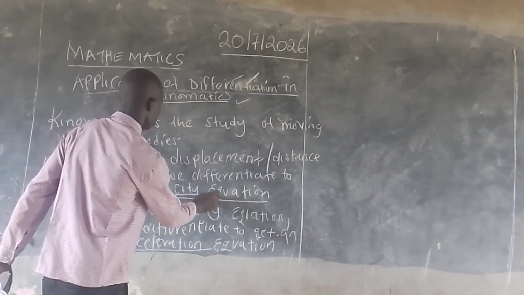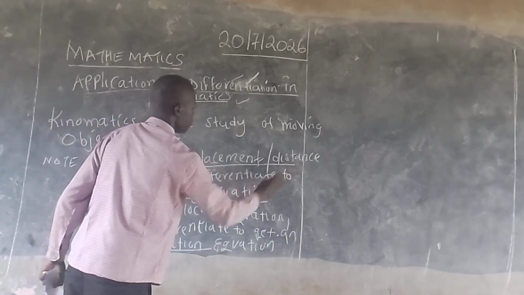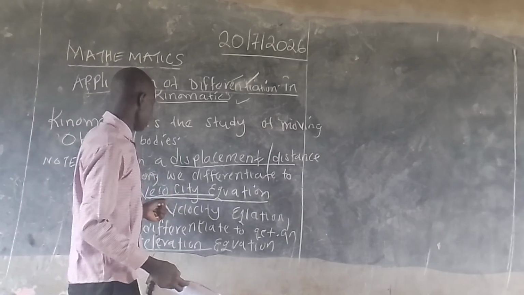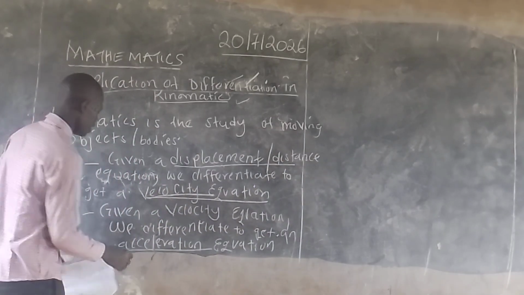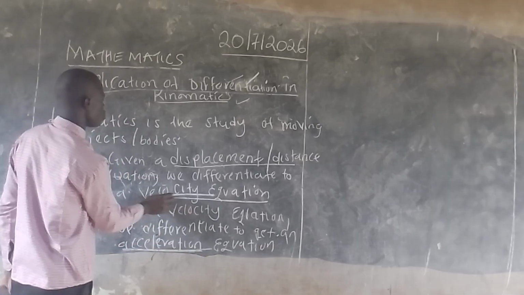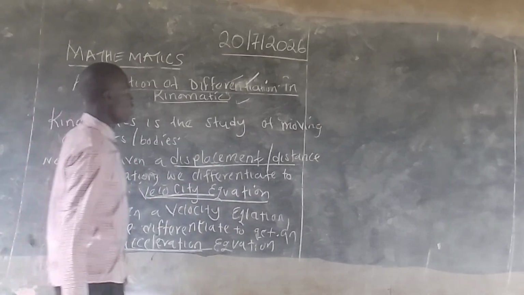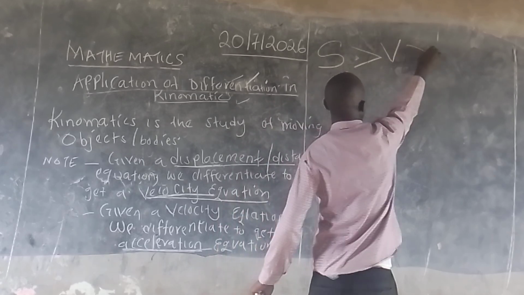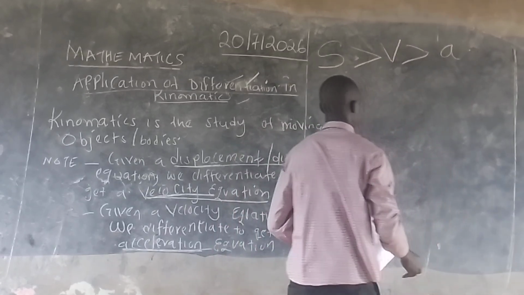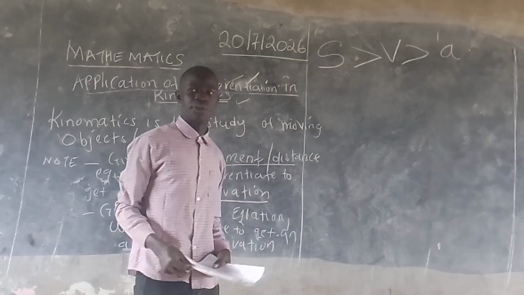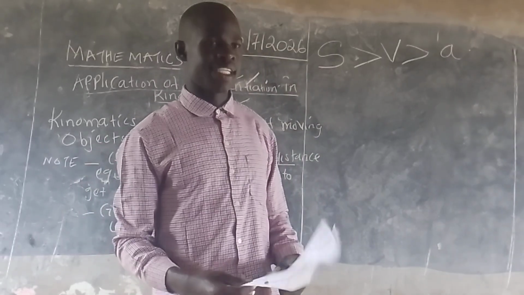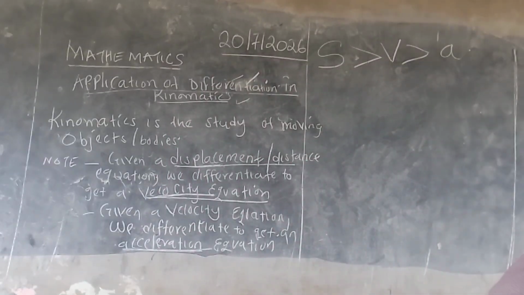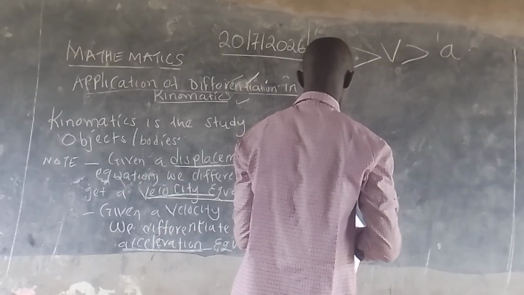We begin by having what? A displacement, or distance, equation. When you talk about velocity, it's just the same as speed. Then we have what we call acceleration. So having the 2 points, we can therefore say that if we have a displacement equation, we differentiate to get our velocity equation, and differentiate again to get our acceleration equation. That's all. What is very important now is to look at examples. Now let us do two examples about this.